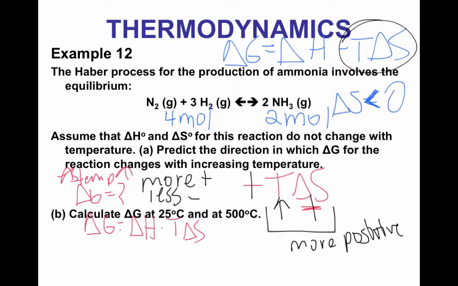Okay, so again, we're assuming that delta H and delta S don't change, and from that we notice that delta G goes from negative to positive. That goes along with what we predicted in A. Okay, so what that means is at a lower temperature, this reaction is spontaneous. At higher temperatures, it is non-spontaneous.